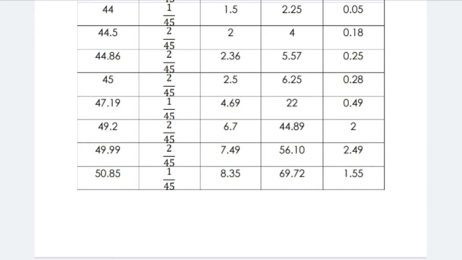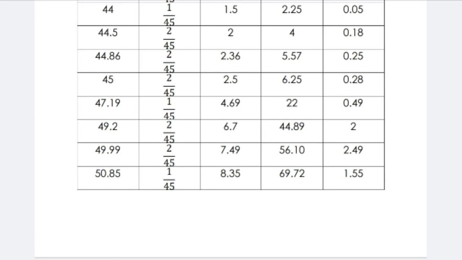The next sample mean is 44.5, with a probability of 2 over 45. 44.5 minus 42.5 is 2, and the square of 2 is 4. The probability 2 over 45 times 4 is 0.18.